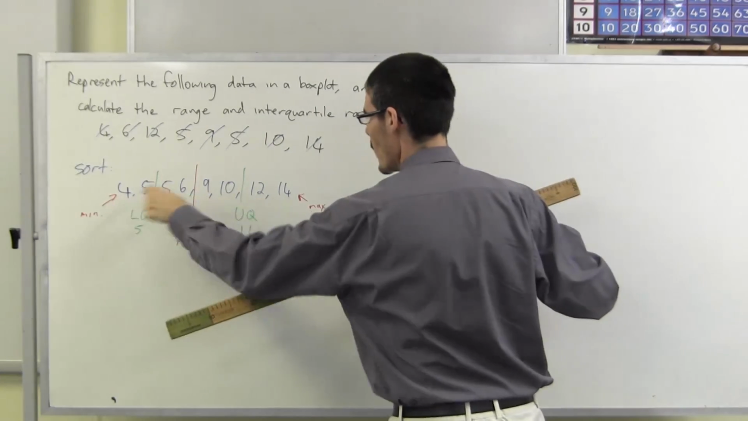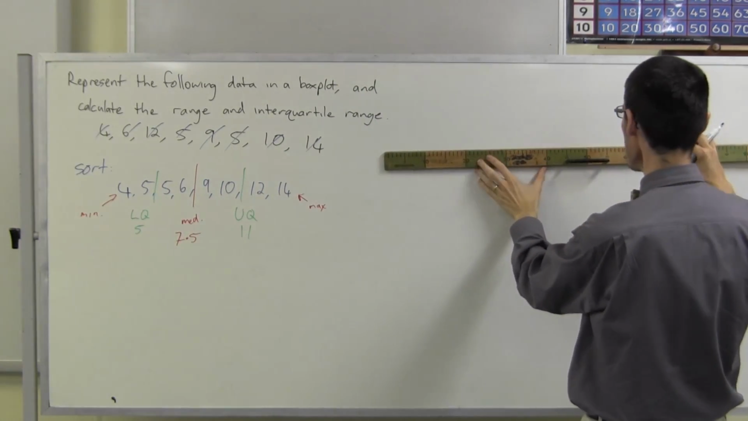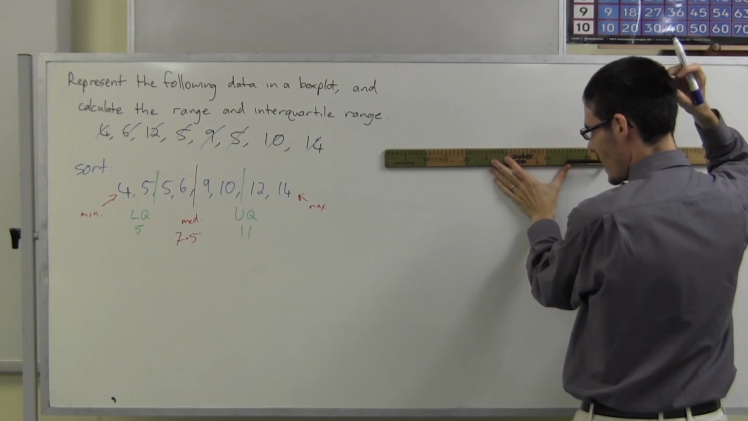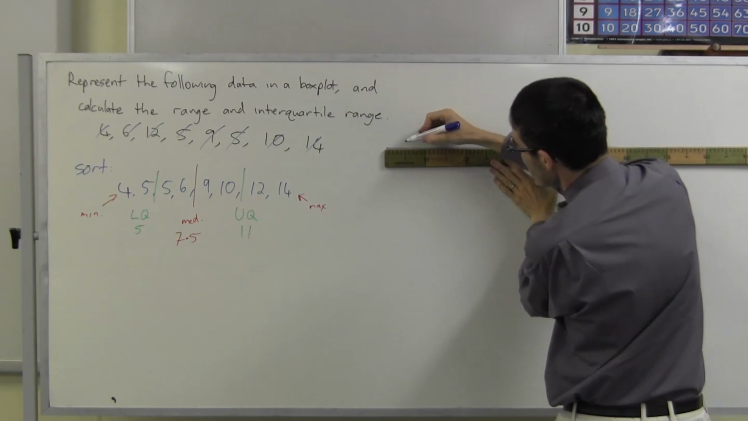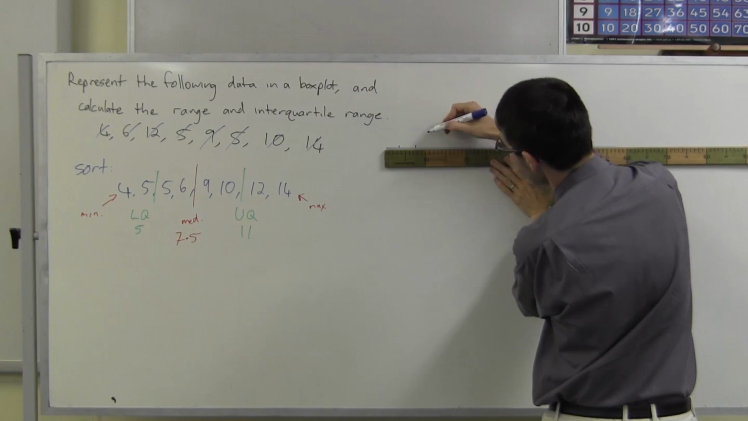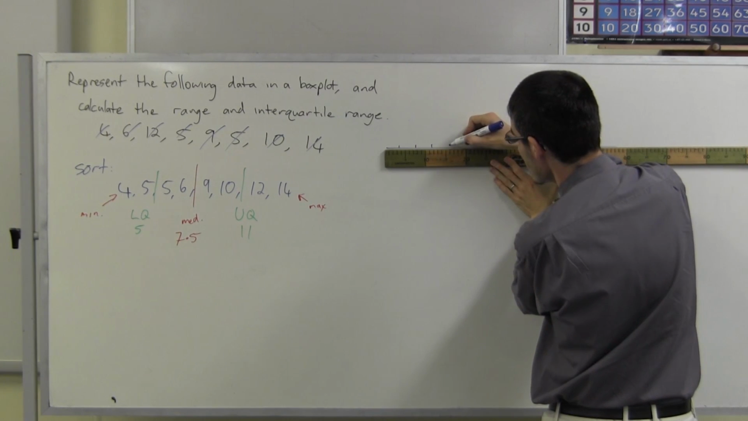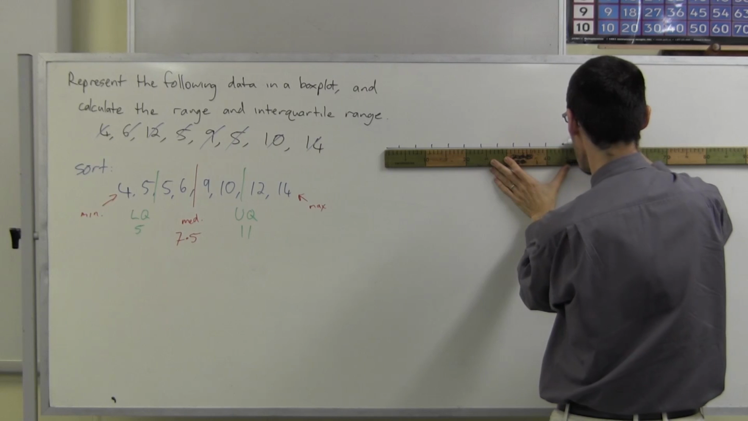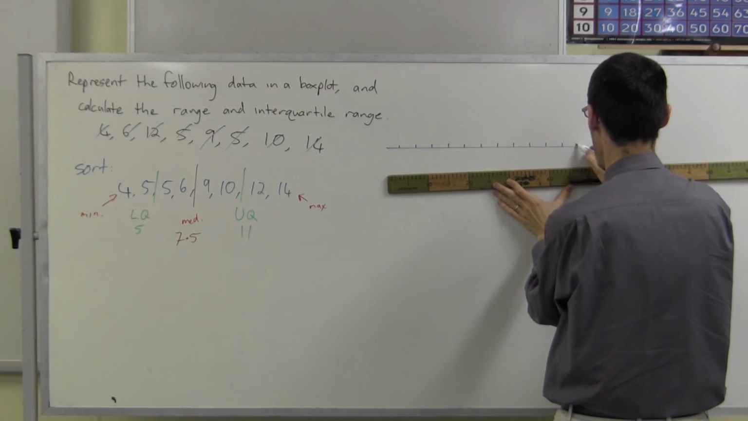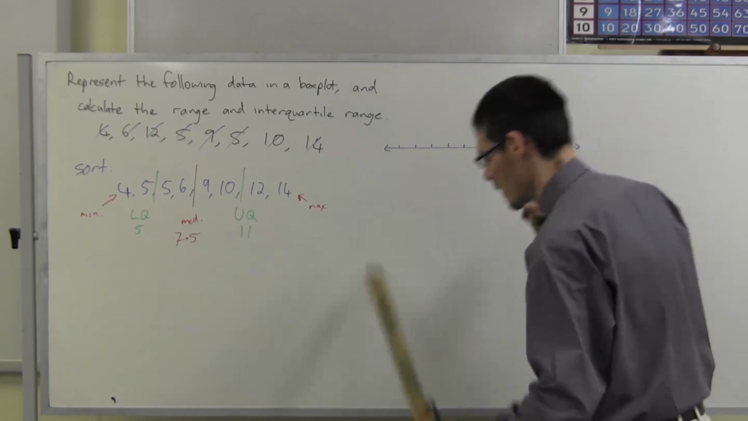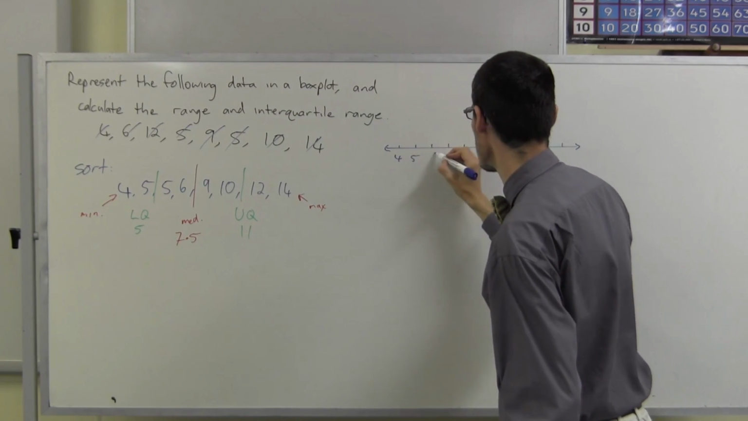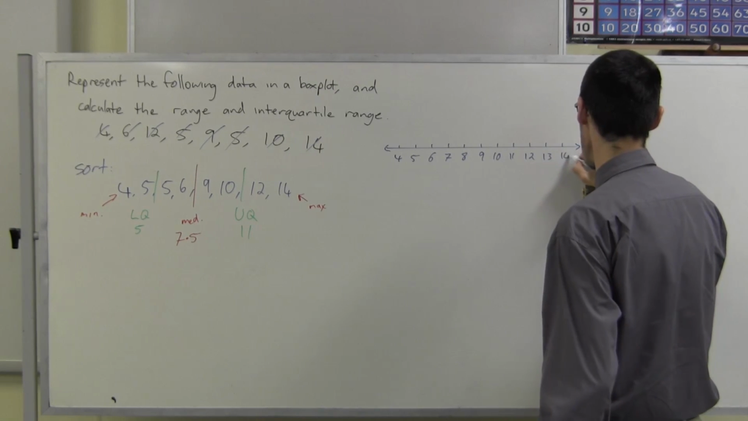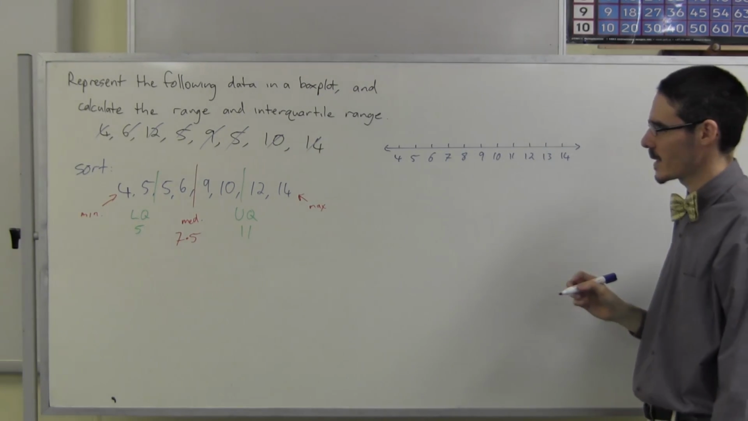I need a scale going from 4 to 14. Let me see. I've got to fit. Okay. Let's be clever. So, 4, 5, 6, 7, 8, 9, 10, 11, 12. Put the numbers on. 4, 5, 6, 7, 8, 9, 10. Okay, mark off the points that I know.